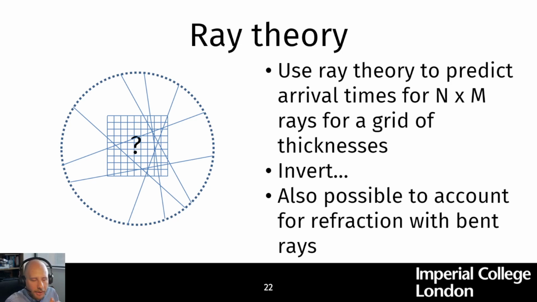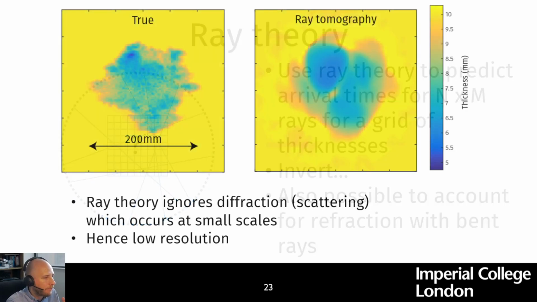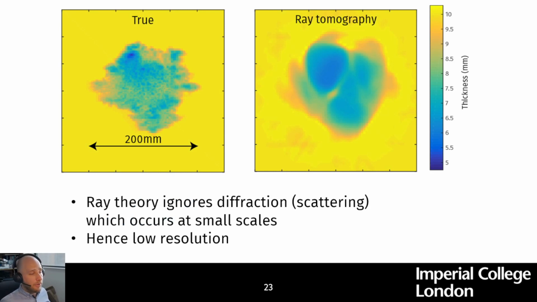There's plenty in the literature on that, but through this process, because it's an iterative process and you update it each time, you can account for refraction as the rays bend, by bending the rays as you step through the routine. And here are some results.